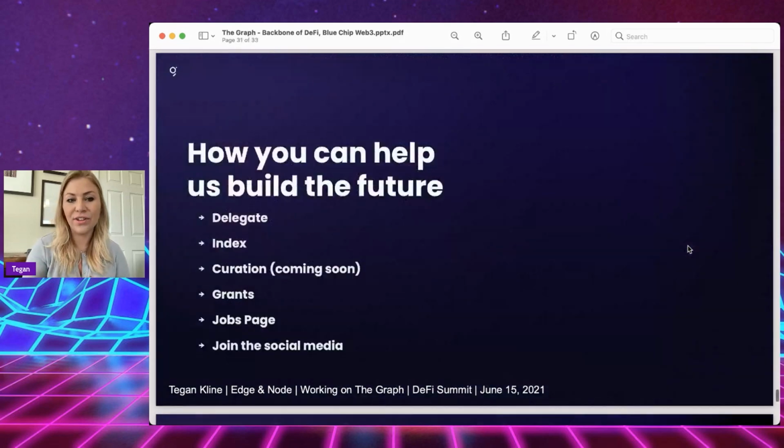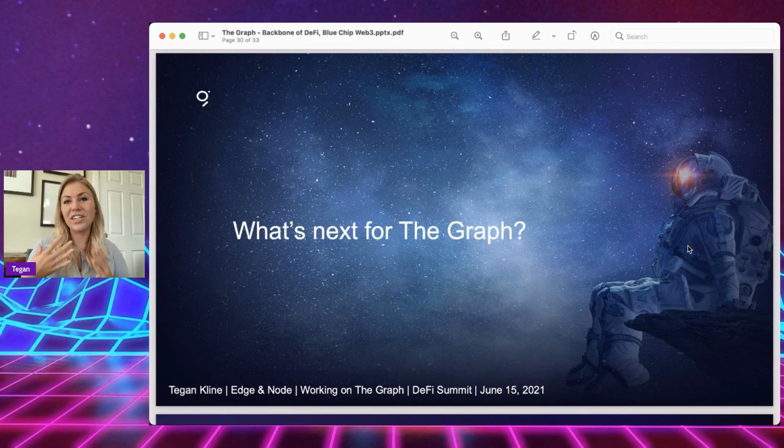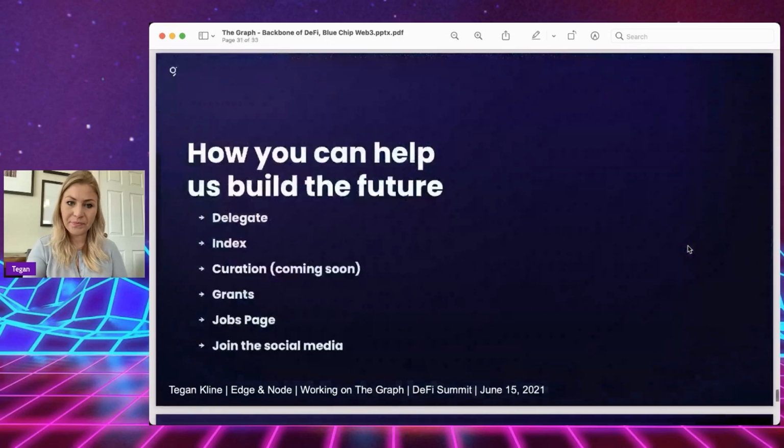So what's next for the Graph? There's an upcoming launch around the subgraphs that are going live on the Graph network, so stay tuned for that. Their query fees will be flowing in the Graph network very soon. And then there will be an upcoming product launch that will really bring the Graph to its very full state. So I'm really looking forward to that. Curation will be launching soon with that product launch.